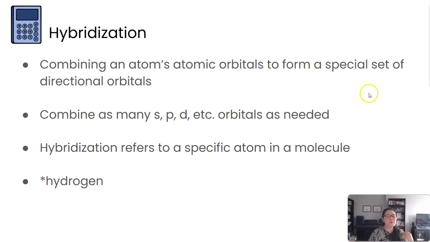Now, an exception to all this hybridization is going to be hydrogen, because hydrogen only has one valence electron, which is in that first shell, which only has one s orbital. So there's nothing to hybridize when you only have that one shell, so hydrogen doesn't undergo hybridization, but everything else will.